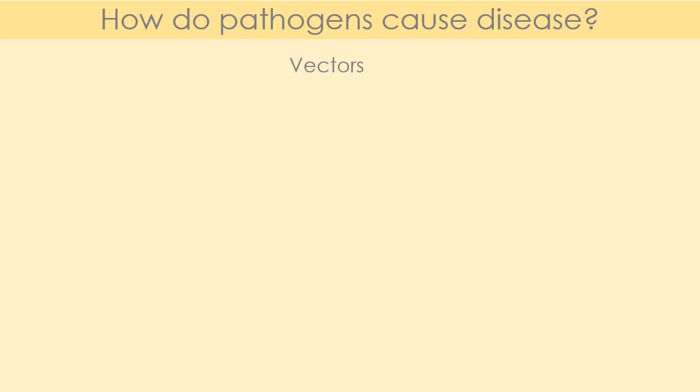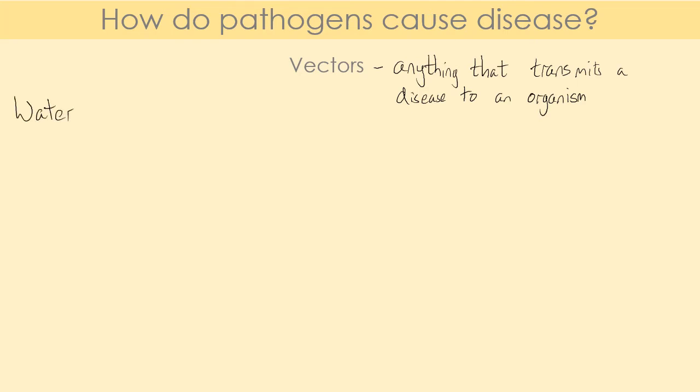We're now going to look at vectors. So a vector is anything that transmits a disease to an organism. And we're going to look at the different ones there are. So first up, we have water. So here we have a glass of water. And in some water, there are pathogens inside it. Those pathogens, if drunk, will enter your body and can make you ill.